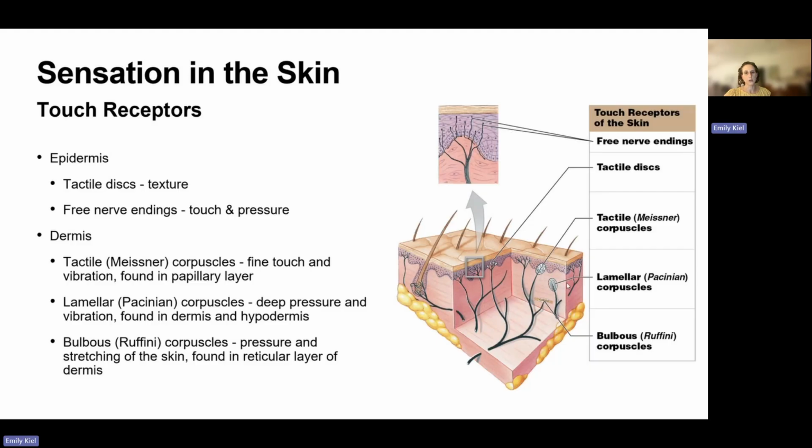You've got your lamellar or Pacinian corpuscles. These are deeper in the dermis and in the hypodermis, and they're going to help with deep pressure and vibration. And then you've got your bulbous corpuscles, also known as your Ruffini corpuscles, that are in the reticular layer, so much deeper, and they're going to help with pressure and stretching of the skin. So we've talked about a couple of these in lab, so keep those in mind as you study the different receptors of the skin.